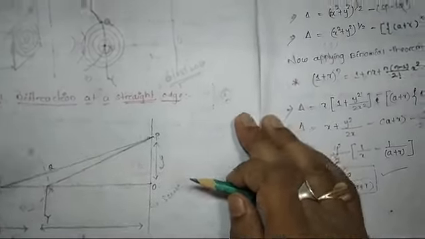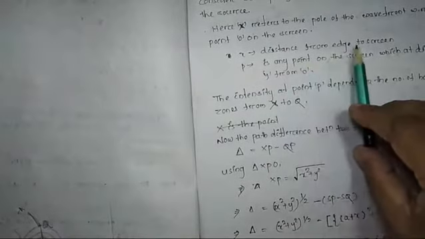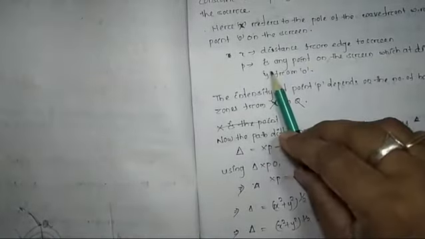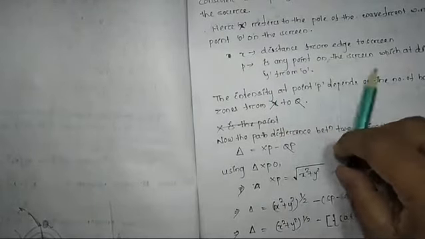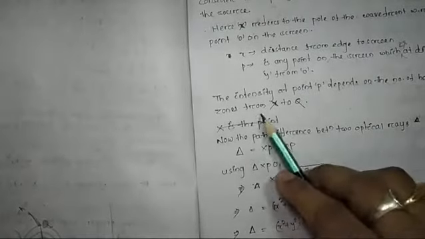X, small x, is the distance from the edge to the screen. P is any point on the screen which is at a distance y from O. The intensity at point P depends on the number of half period zones from X to Q.